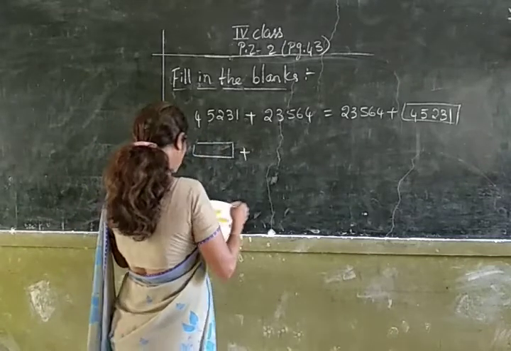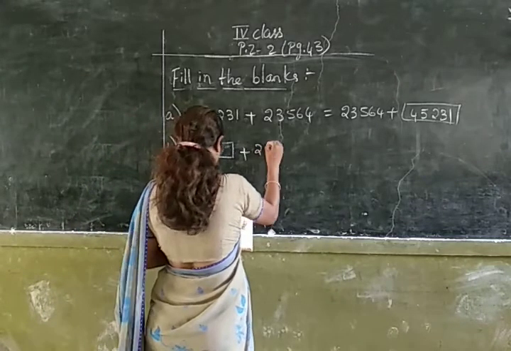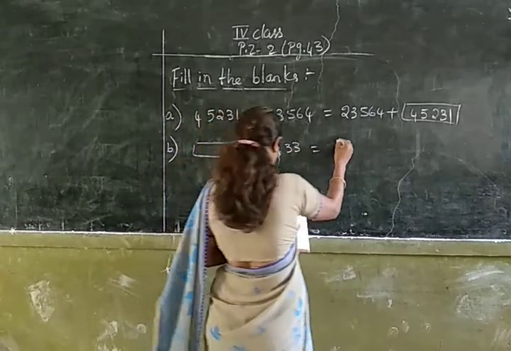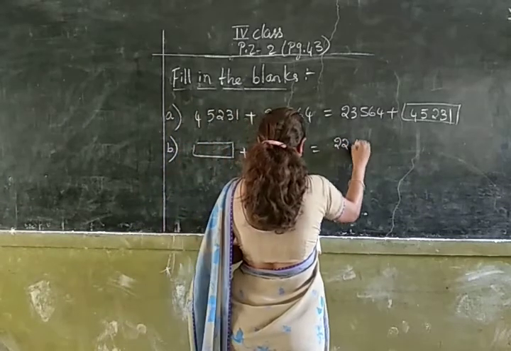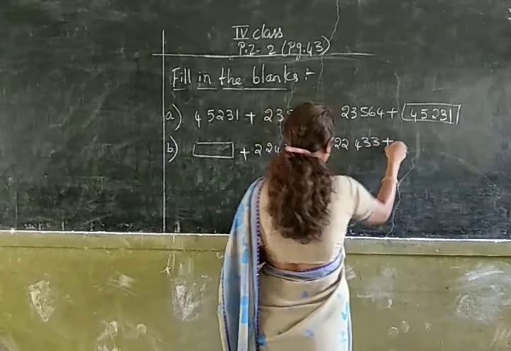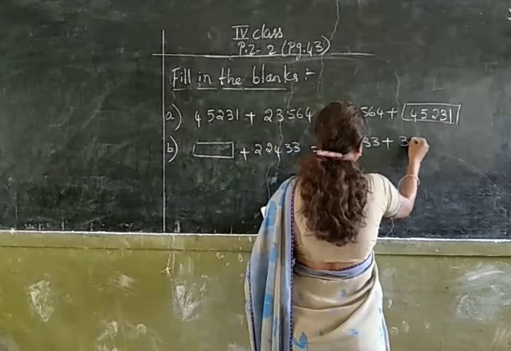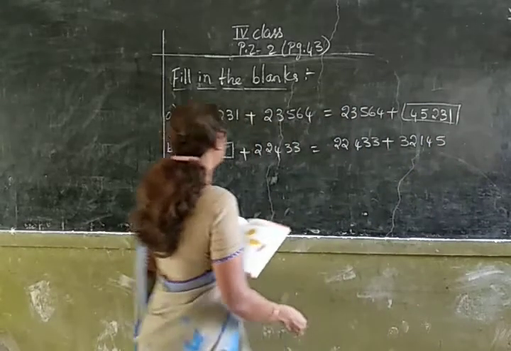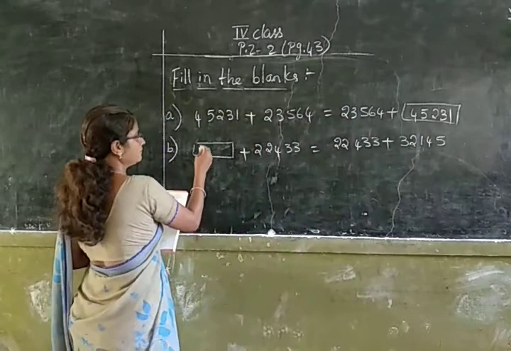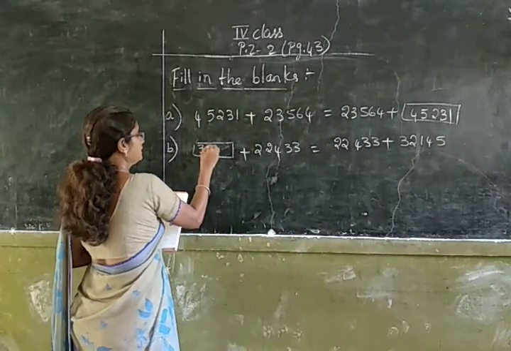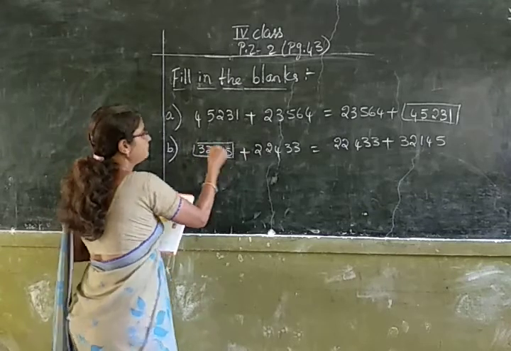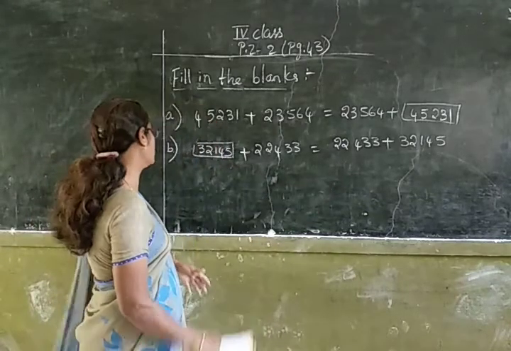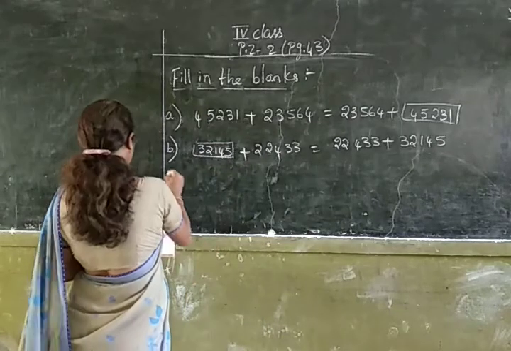This is also the commutative property. Here 22,433 plus 32,145 is given. So according to the commutative property, what is the number that we have to write here? 32,145. This is according to the commutative property of addition. Okay. Next, C question.